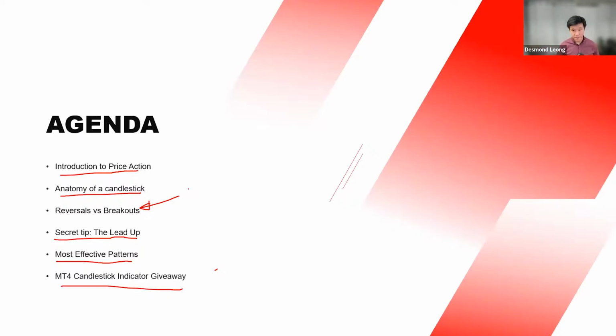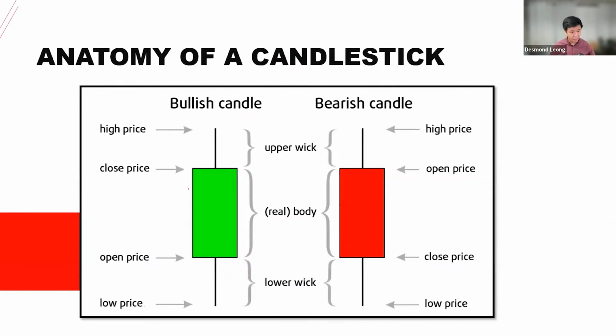Now let's begin. Anatomy of a candlestick. When you look at candles, most of the time you see a bullish candle or a bearish candle. They are not necessarily green and red all the time. What you need to know about a candlestick is that there's an open price, over here where it starts. Now imagine the journey of a candlestick. It goes all the way to the top. This is the high of the candlestick.